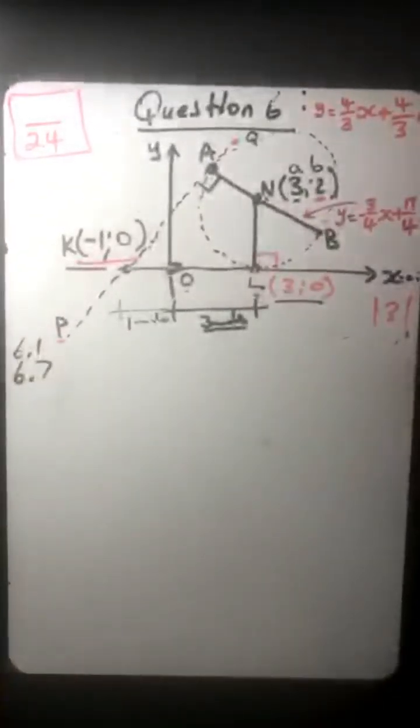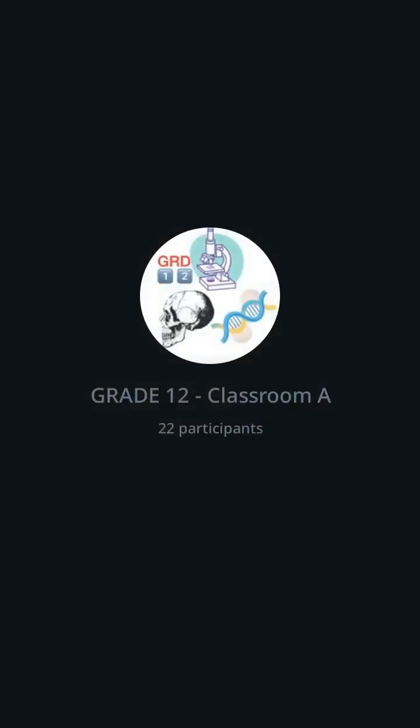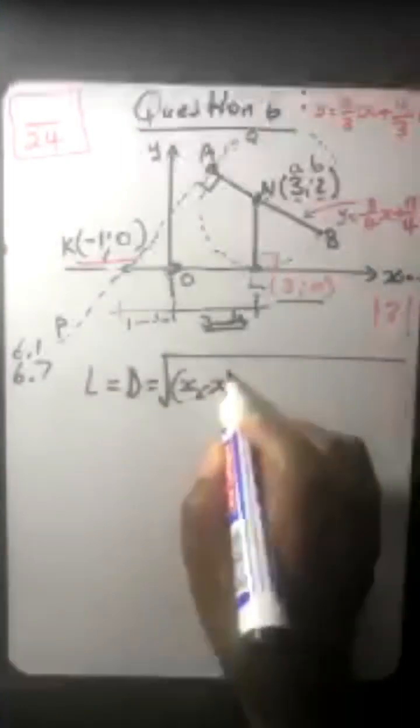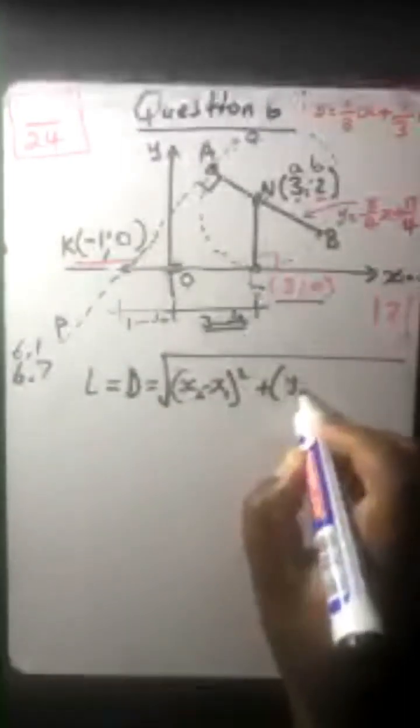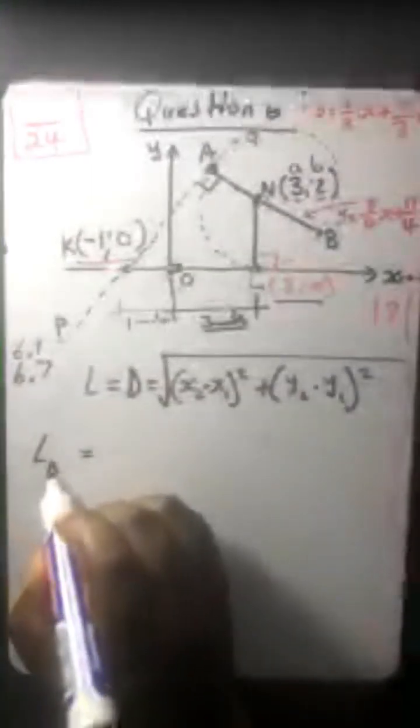Calculate the length of KA. I think it's going to be easy because when they talk about the length, they're actually talking about the distance, and we know the formula. It says (x2 minus x1) squared plus (y2 minus y1) squared. So it's just a matter of you substituting.